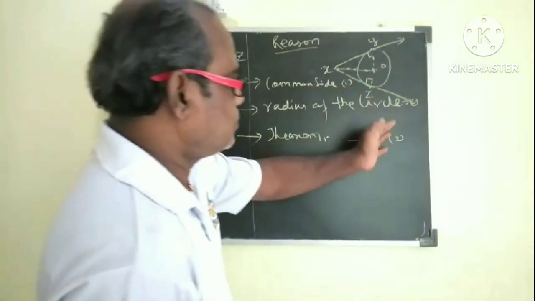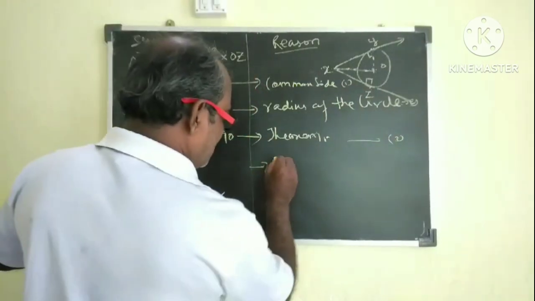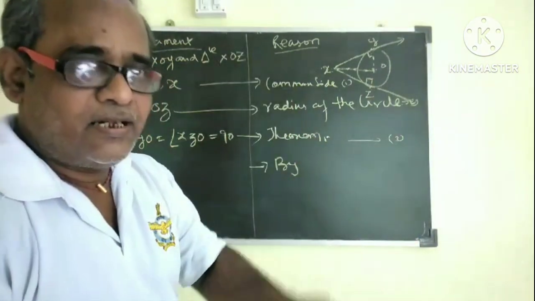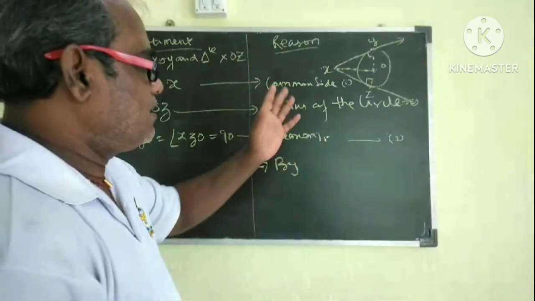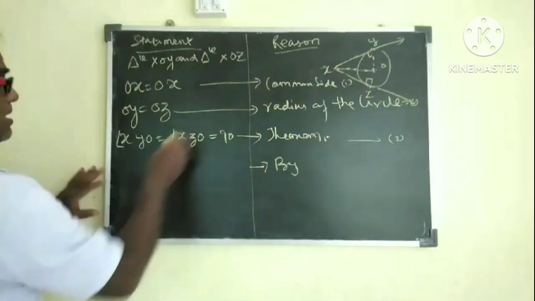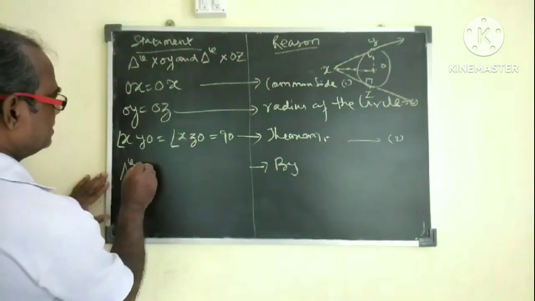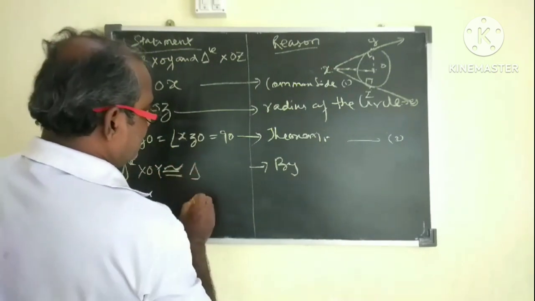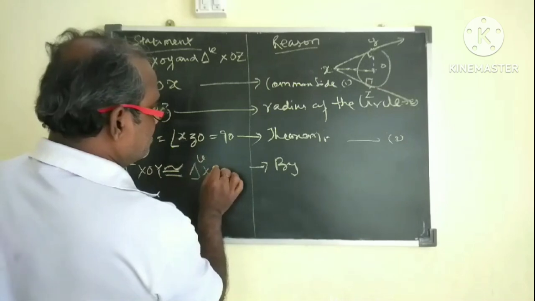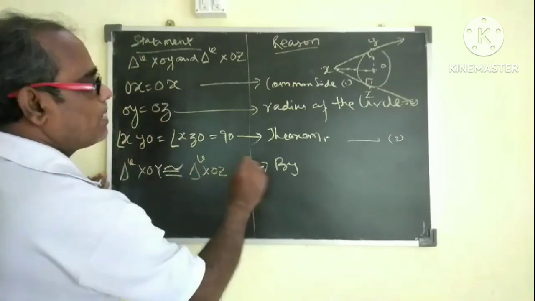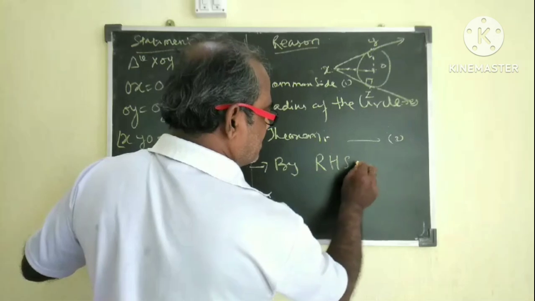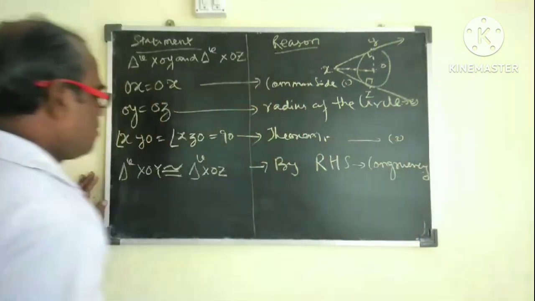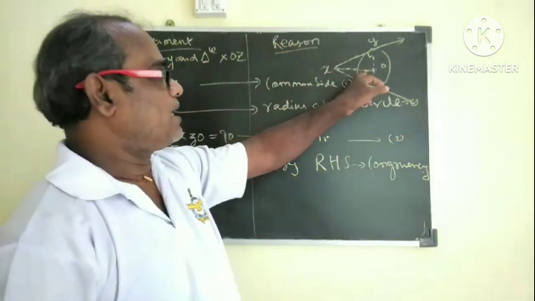So from 1, 2, 3, we can say by, see here, remember RHS, right angle hypotenuse side. By that theorem, these two triangles are congruent. We can write it here, triangle XOY is congruent to triangle XOZ. Why? By RHS congruency. So now we have proved that these two triangles are congruent.